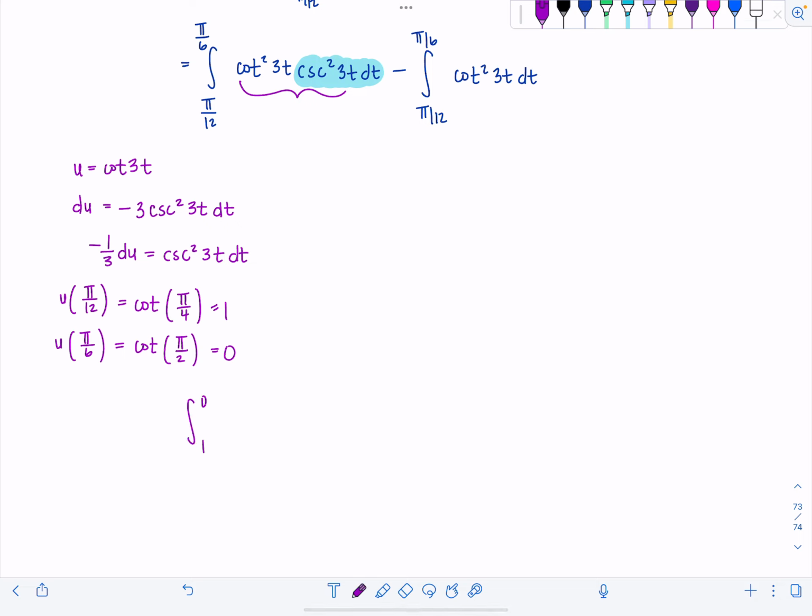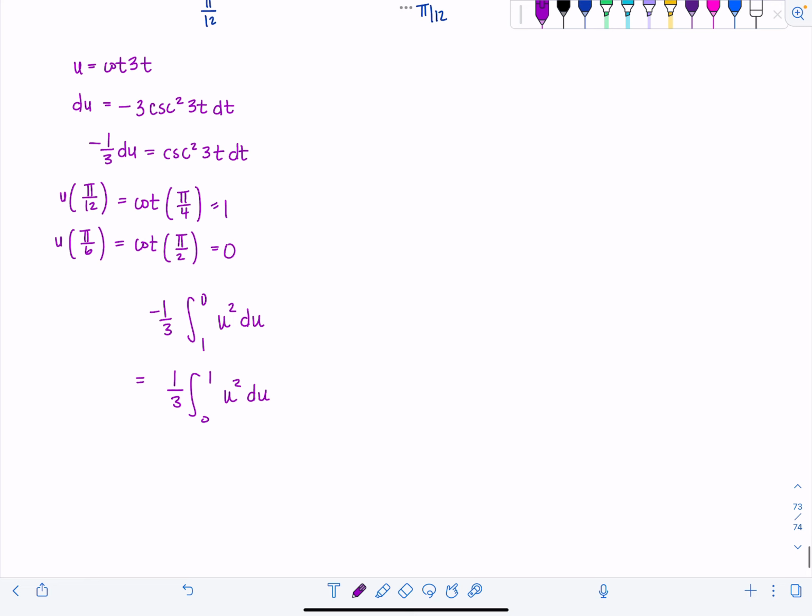from 1 to 0, be careful, and then we've got a negative 1/3 u squared du. Before I keep going, let's make this positive, flip our limits of integration. Ooh, so nice. And then this is going to be 1/3. Antiderivative of u squared is 1/3 u cubed from 0 to 1. And this is 1/9 times 1 cubed minus 0 cubed. So that's just 1/9.